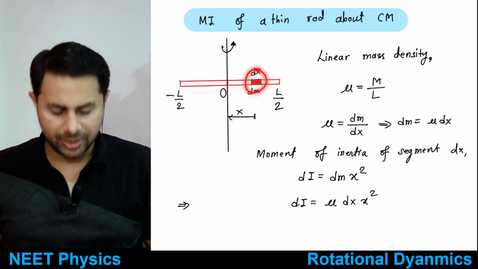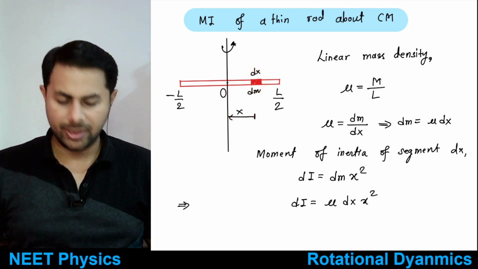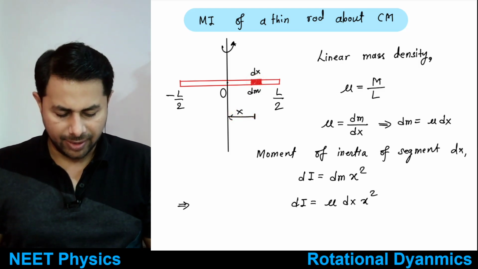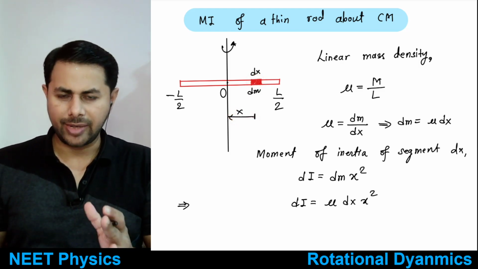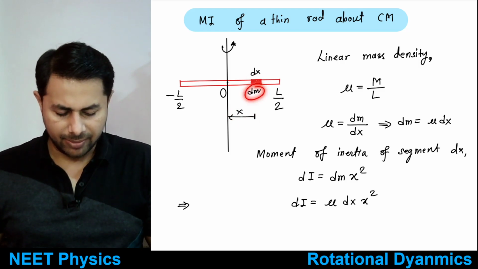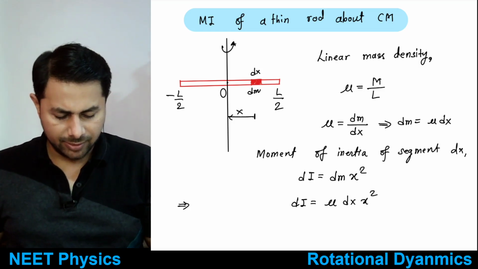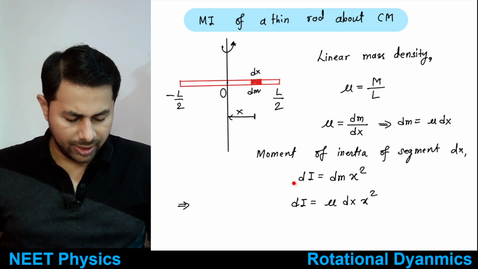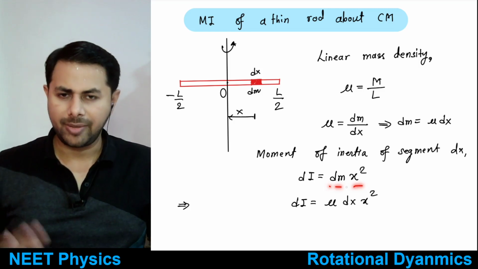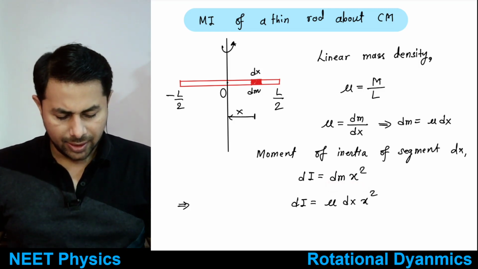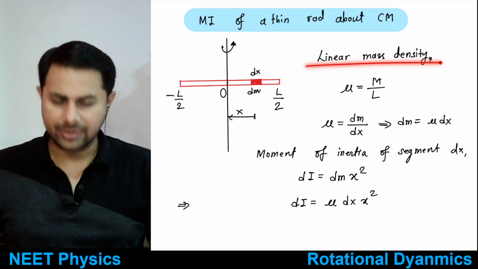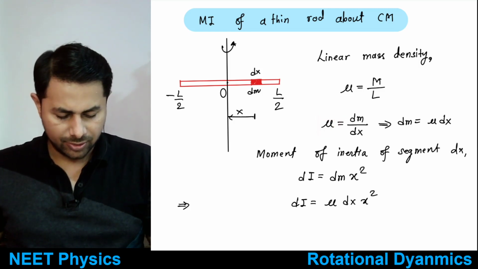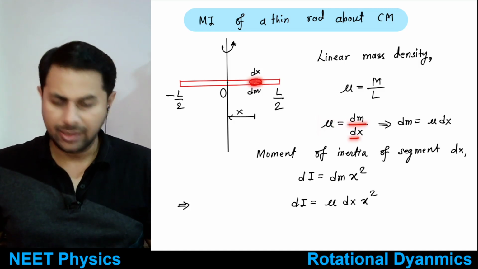Then what would be the moment of inertia of the small piece? It is just dm, the mass, multiplied by distance square. Its distance from the axis of rotation is x, so dm multiplied by x square. So that is the moment of inertia of the small segment: dI is equal to dm multiplied by x square. Now we define linear mass density, that is mass per unit length. So mu is mass per unit length, and for this object it will be dm divided by dx.